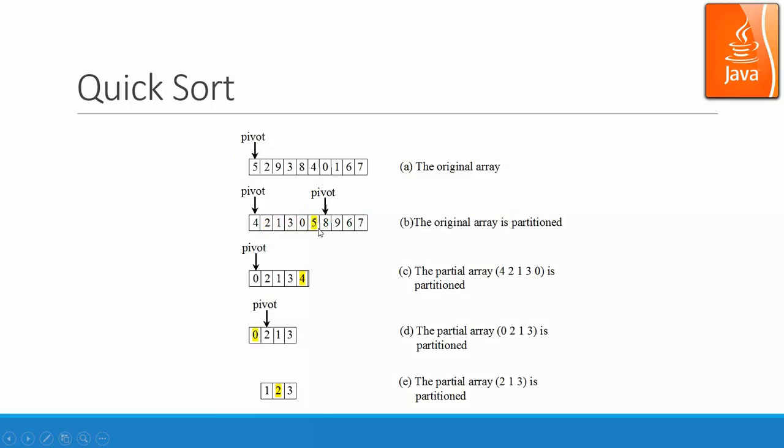And then we pick the pivot of 5 and move it to here. And then we pick 4 as a pivot for the lower part, and we throw everything smaller than it to the left. And then we pick 0 as a pivot, and we throw everything bigger to the right. And then we pick 2 as a pivot, throw smaller to the left, bigger to the right. And these are sorted. We have 0, 1, 2, 3, 4, and then 5, and similarly for the bigger part.